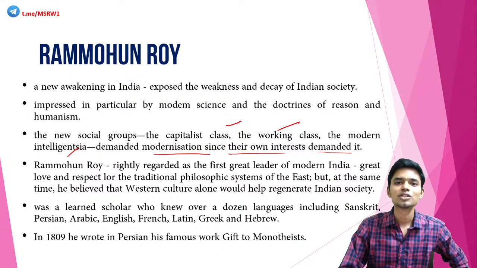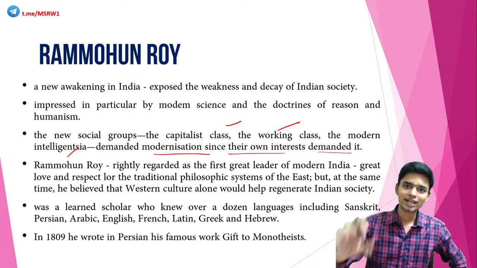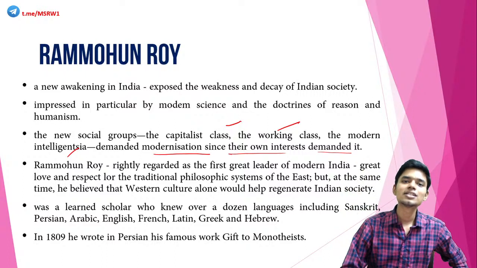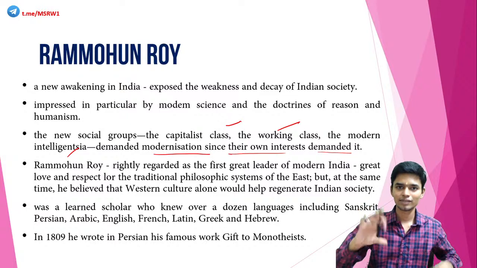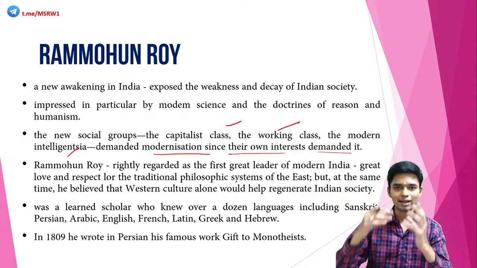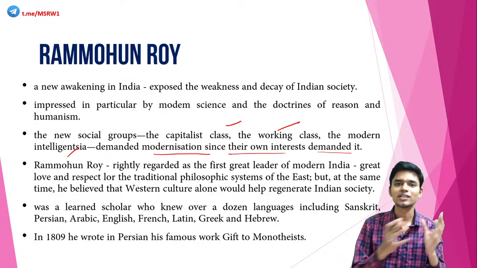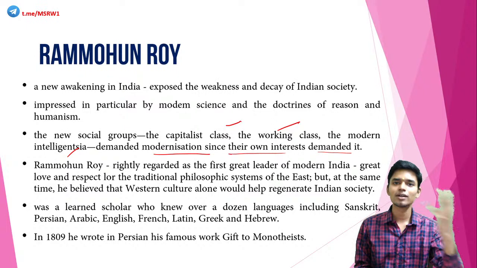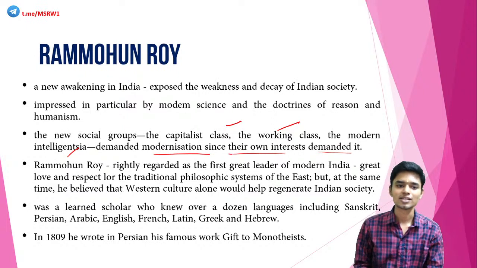Workers wanted modern education. Why? Because in order to get a job in these factories, they need that kind of education. The modern intelligentsia wanted this. Why? Because they understood that in India, thought had been stagnant and lagging behind a lot compared to Western political thoughts, Western reforms, etc. So they also supported modernization.